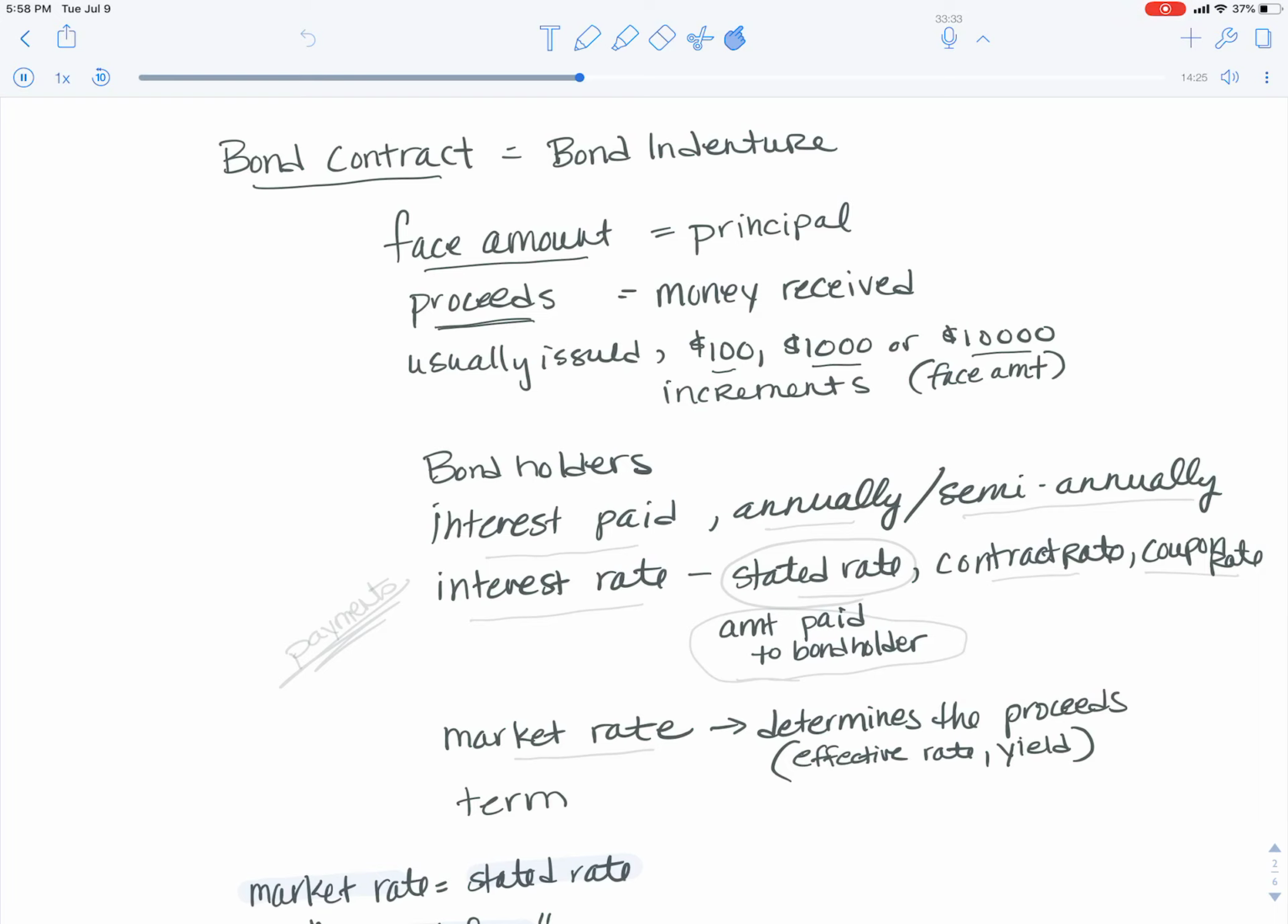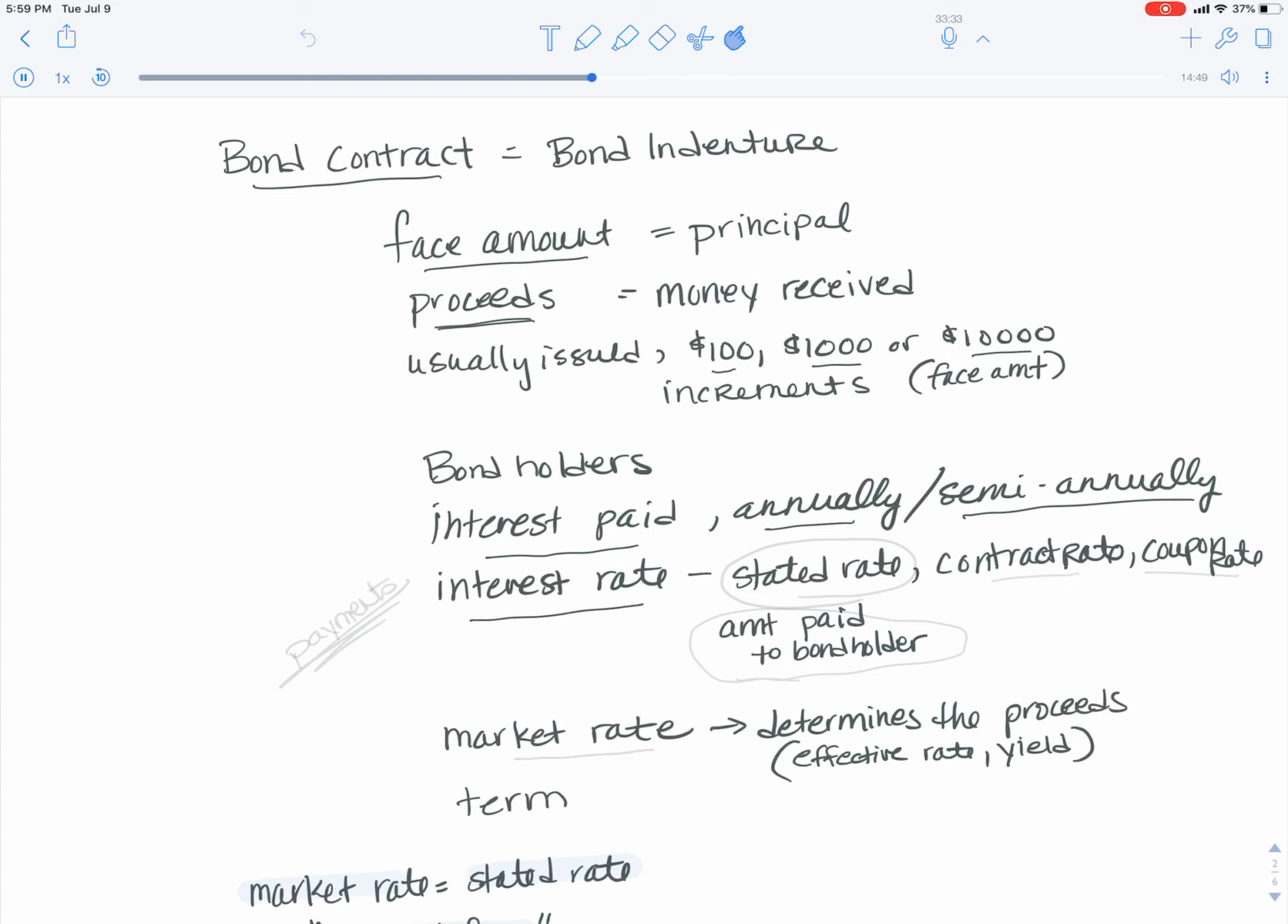Bondholders are like stockholders. They're the ones giving us the money, except instead of owning, the company owes bondholders. So bondholders are really creditors to the company. We're going to pay them interest for letting us borrow the money, and we're either going to pay them annually, so once a year, or semi-annually, which is twice a year.